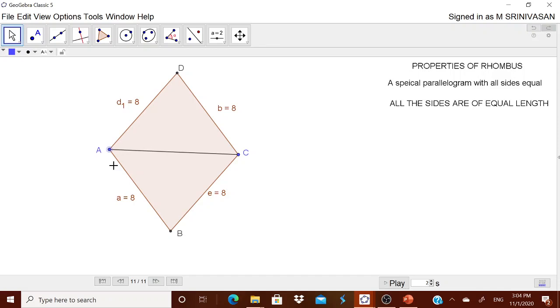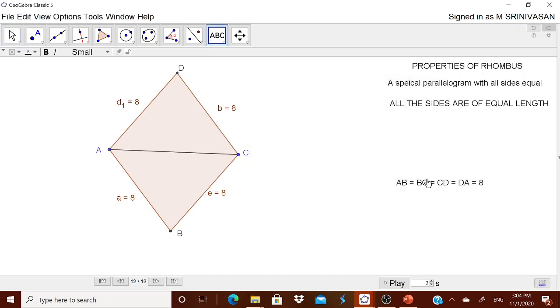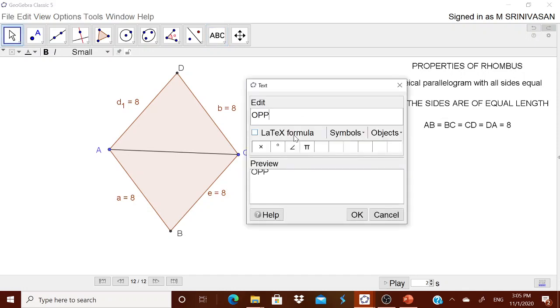Okay, now this you want to display it, you can very well display it also. Here you can tell the children that AB is equal to BC is equal to CD is equal to DA or AD, whatever may be, and in the object you can select either A or B or C, whatever may be. Automatically it will come over there. Okay, now the next property is opposite angles are equal.